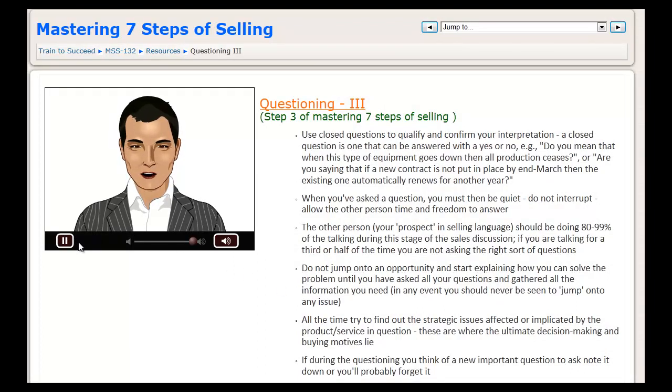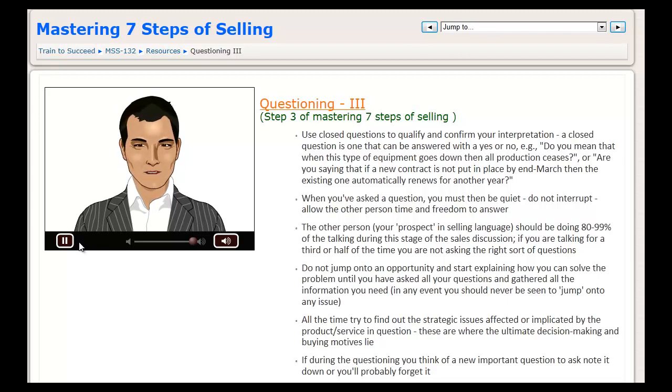Step 3, Questioning 3. First, use closed questions to qualify and confirm your interpretation. A closed question is one that can be answered with a yes or no. For instance, do you mean that when this type of equipment goes down then all production ceases? Or are you saying that if a new contract is not put in place by end March then the existing one automatically renews for another year?